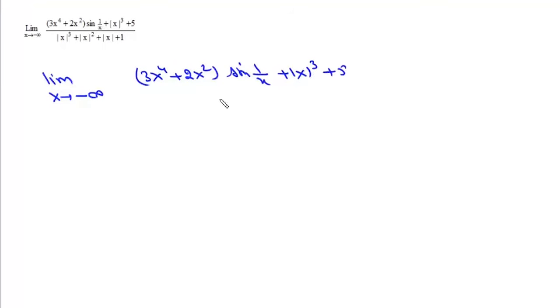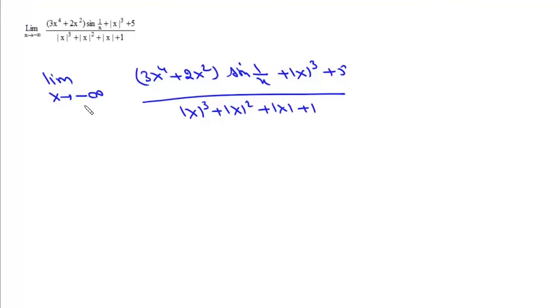Now here the question is, we need to find this limit: x tends to minus infinity, of 3x to the power 4 plus 2x square sin 1 by x plus mod of x cube plus 5, upon mod x cube plus mod of x square plus mod of x plus 1.